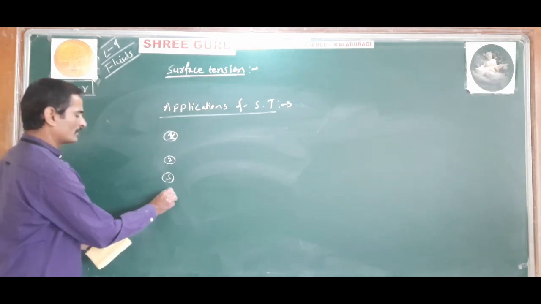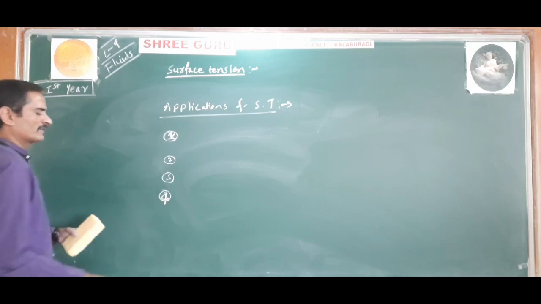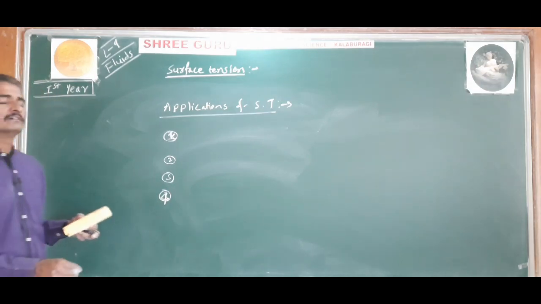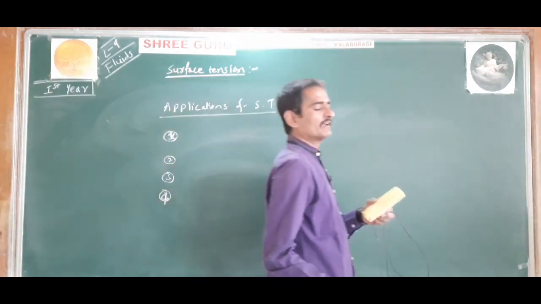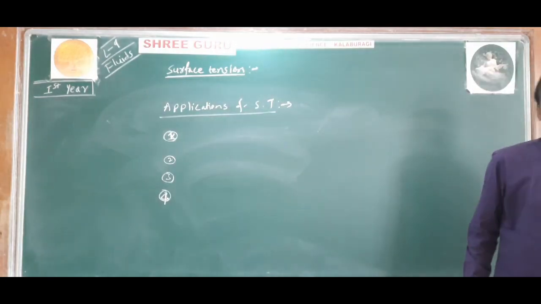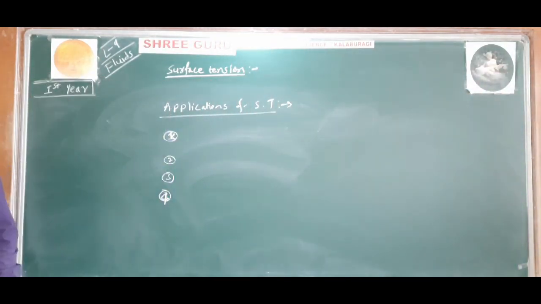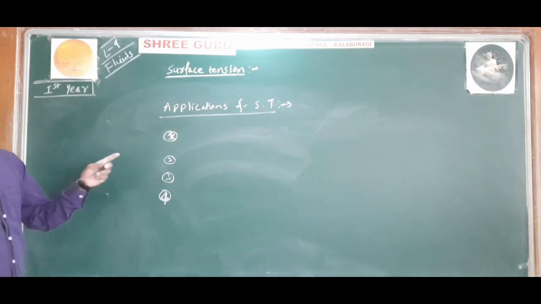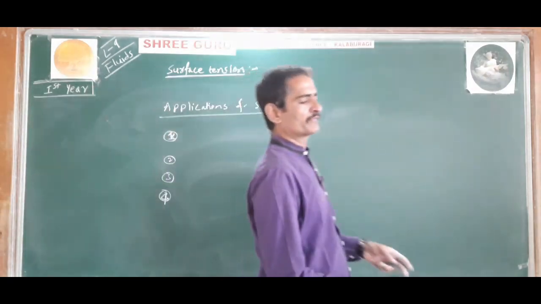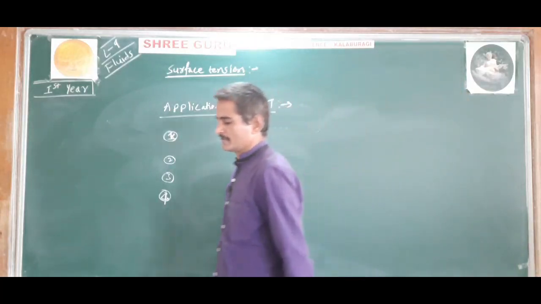Oil spreads over the surface of water because oil has less surface tension than that of cold water. So these are some applications of surface tension. You can understand. Okay.